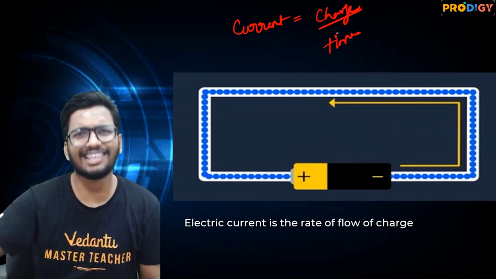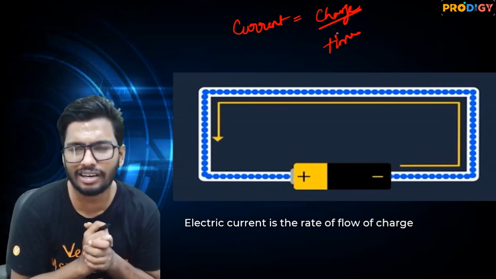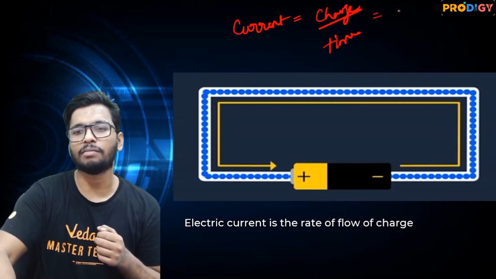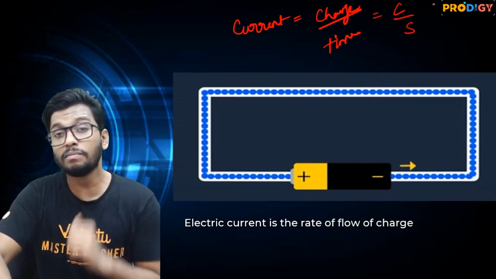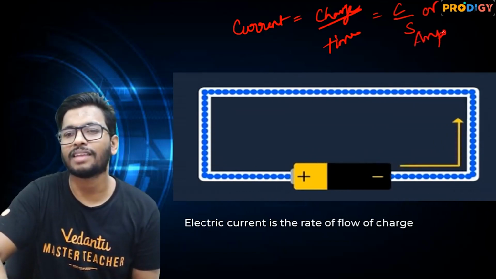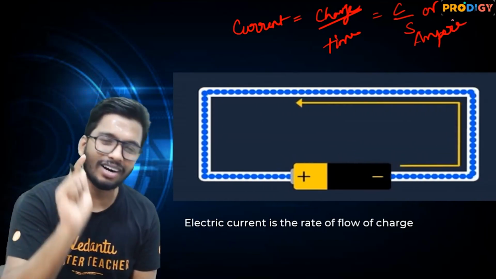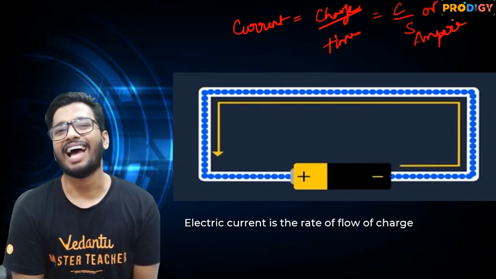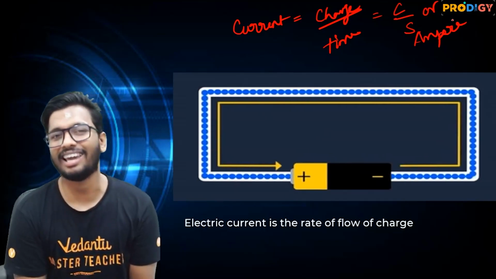Rate of change of velocity is acceleration. In the same way here also, with respect to time when charges are flowing, that is what is called current. So the SI unit then becomes what? The SI unit of charge is coulomb, and the SI unit of time is seconds. So coulomb per second is the SI unit of current, or it can also be written as amperes. Simple.